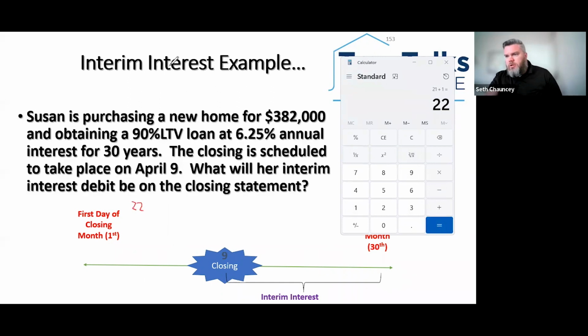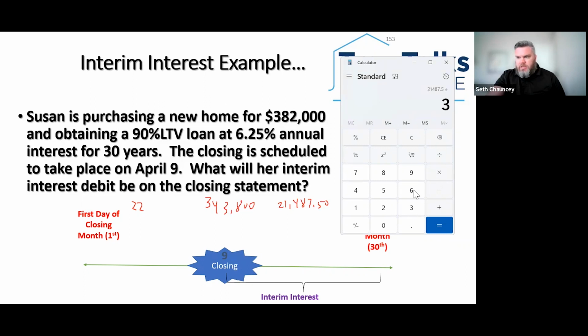And then you take the purchasing a new home. So that is the purchase price at $382,000 times your 90% loan to value ratio, right? This is one of those multi-step problems. Get your loan amount of 343,800. I'm going to write this down too, so I don't lose it. Times your annual interest rate of 6.25% gives us annual interest of 20,487.50.